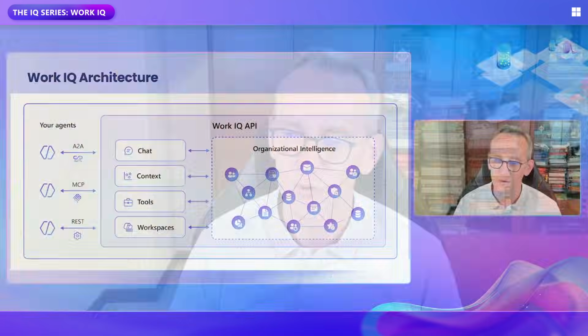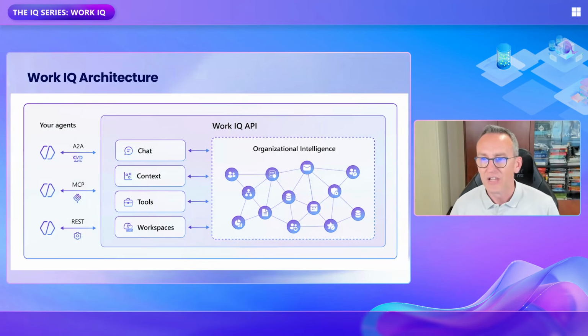So first of all, in order to better dig into the topic, let's start from a recap of the architecture of Work IQ. Work IQ APIs is based on chat, the chat experience, on context, the context of the user interacting with Work IQ API, a set of tools to provide actual actions on top of the chat and the context, and workspaces whenever we need to run long-running tasks in Work IQ through the Work IQ APIs.